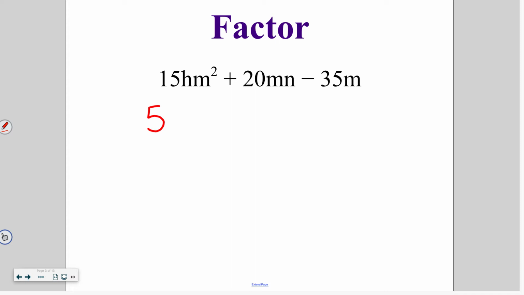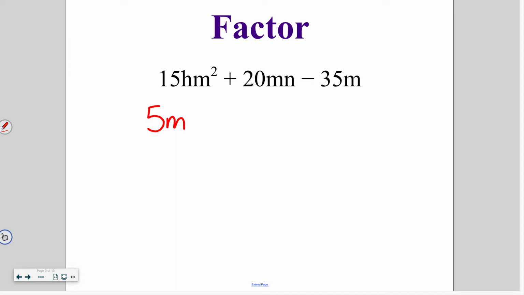Then we're going to look to see if they have any variables in common. The first term has an h, the second two do not. So h is not part of our greatest common factor. The first term has two m's, the second one only has one, and the third one has one. So I can take a single m out of all three of those terms. The middle term has an n, but the first term does not, so I can't take an n out either. So our greatest common factor is 5m.